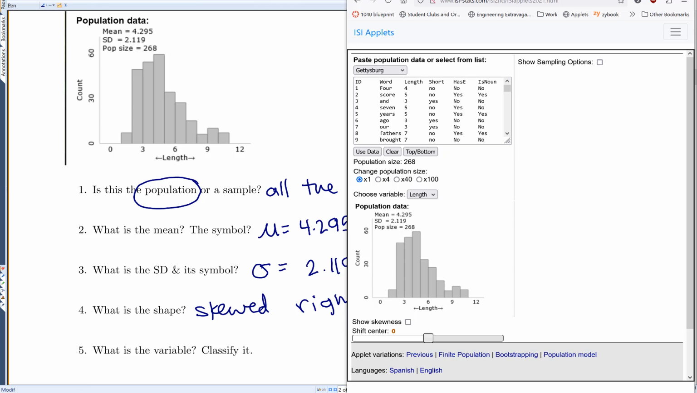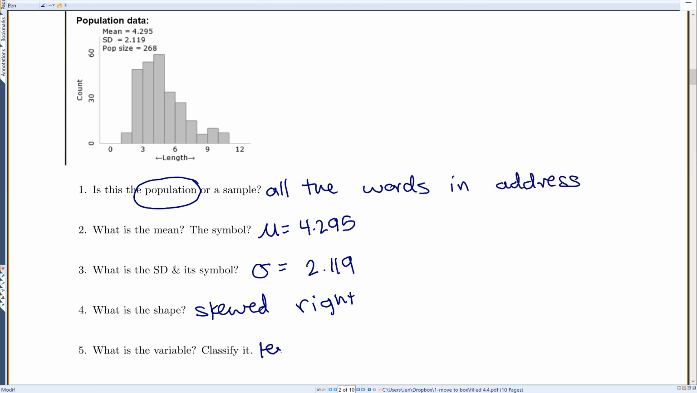Okay. Coming back, there's different variables you can choose. So you can do the length of the words. You can do short. It's just like, is the word short? Yes or no. Does it have the letter E? Yes or no. Is it a noun? Yes or no. So just different variables are put in there. But the variable we're looking at right here is the length. So the variable is the length of the word.